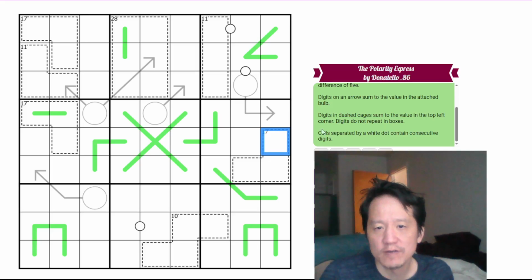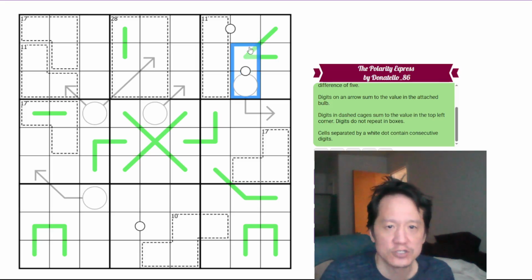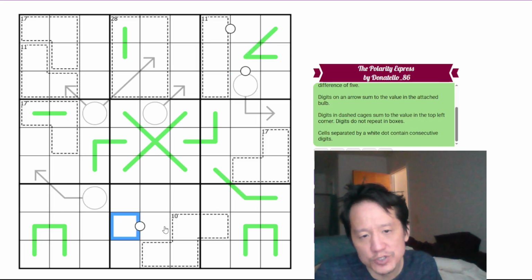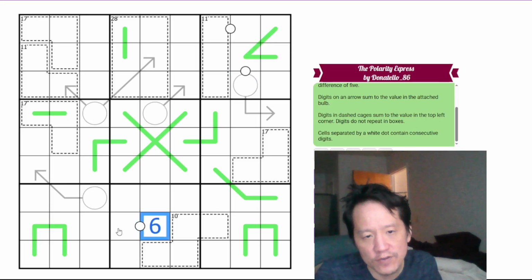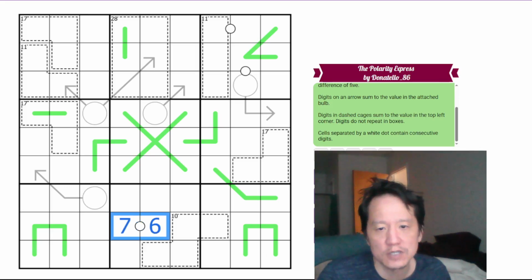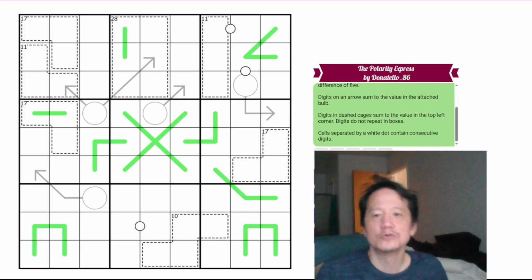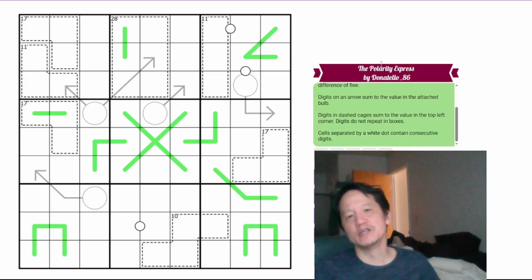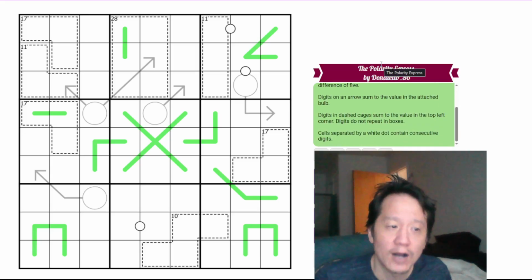Finally, we have cells separated by a white dot can contain consecutive digits. And this is the white Kropki dot rules. So if this were, say, 6, this would have to be a 5 or a 7 to make sure that these digits are consecutive. And those are all the rules. If you'd like to play along, there's going to be a link in the description. And now, I'm going to get started.